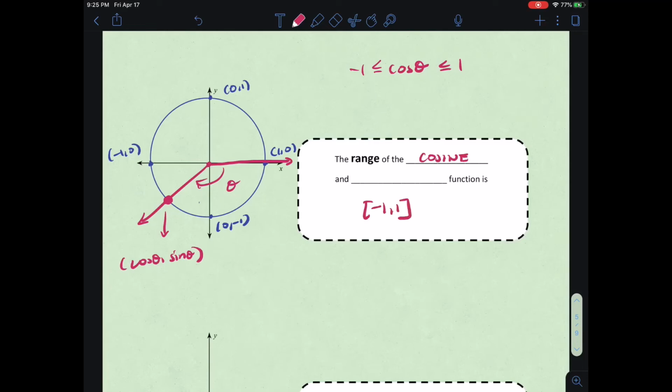Using interval notation. By the same kind of reasoning, if we look at the sine function, I know that sine will be the y-coordinates of the point. And if you notice, the lowest y-coordinate that it can take on is -1. And the greatest y-coordinate it can take on is +1. So that tells me that sine theta will take on values between -1 and 1. And so sine and cosine have the same domain and the same range, right?